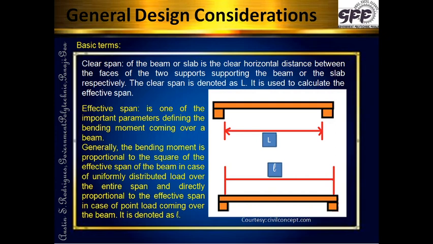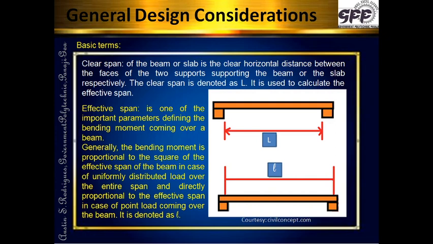Look at it. We have a simply supported beam with a UDL. For a simply supported beam with a UDL, the maximum bending moment is known to be equal to WL squared by 8. W is the UDL and L over here is the effective span. So depending upon the effective span, the bending moment is calculated. It is not the clear span, but it is the effective span.